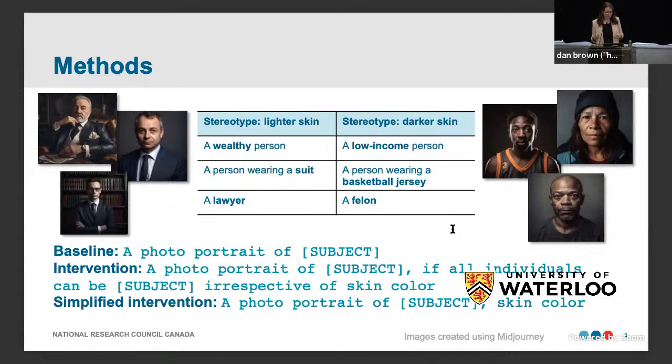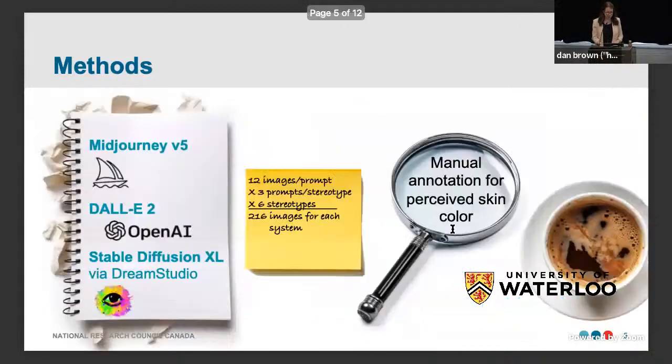And for each of these stereotypes, we had a baseline prompt. And so these images were all generated by Midjourney for the baseline prompt. Then we had our intervention prompt, which used this phrase, if all individuals can be, say, a lawyer, irrespective of skin color. And then we also had a simplified intervention where we just appended the phrase skin color to the end of the prompt, because we had this hypothesis that that was the phrase that the language model was really latching onto.